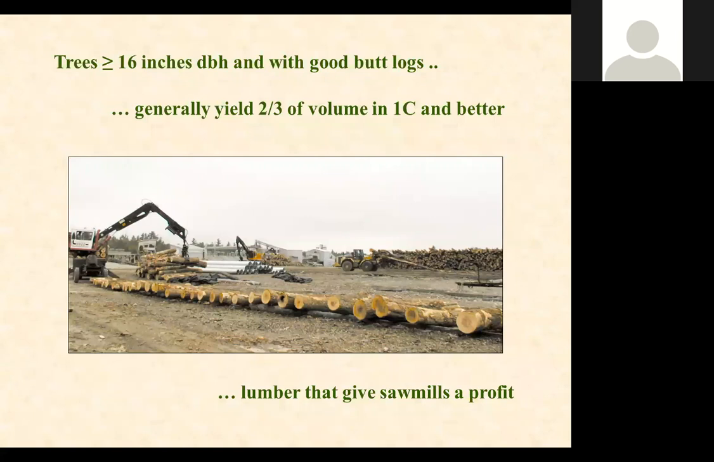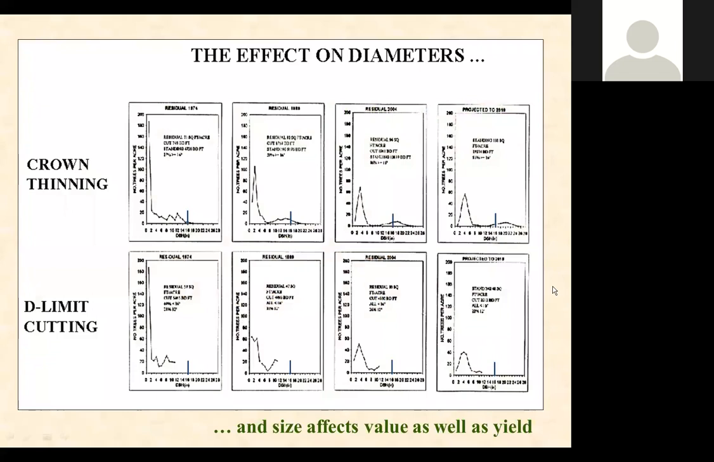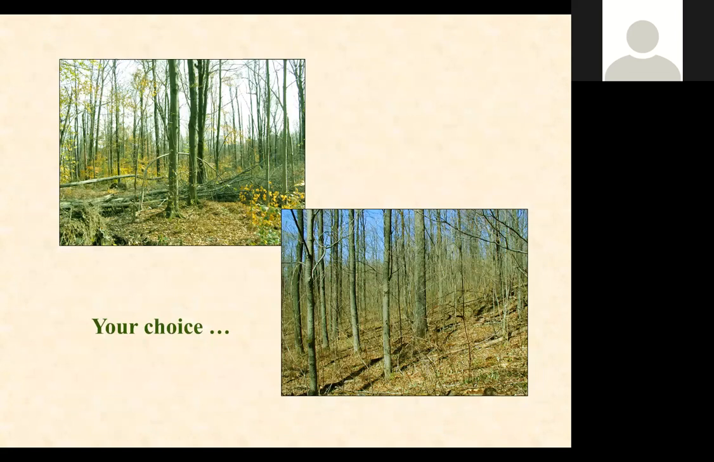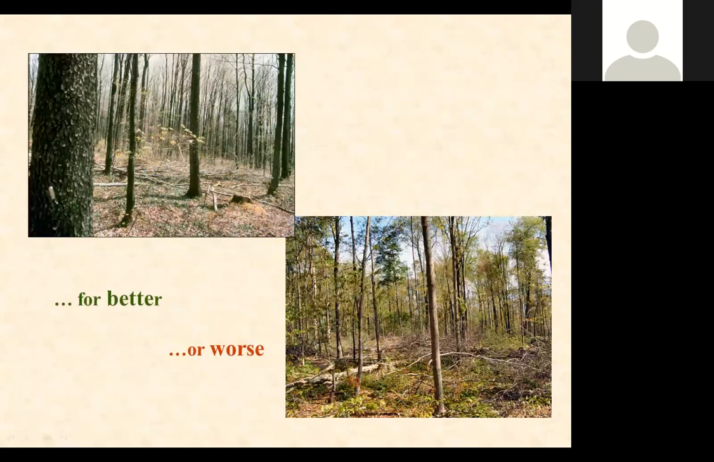Well, there is the effect on the diameter distribution. The top is crown thinning. The little bars in the middle are marks of the 16-inch threshold. So you see, as you go from left to right, how the numbers per acre, 16 inches and bigger, just increase through time. And at the bottom, we never are leaving trees over 12 inches, and we just don't get trees up to 16 inches because of the slow growth of the trees we leave behind. So it's your choice. We can do crown thinning and promote growth and development through time and high levels of production and good value, or we can extract value at the first entry and ravage the stand, in a sense. So your choice, for better or for worse.